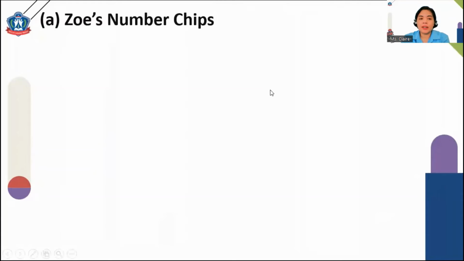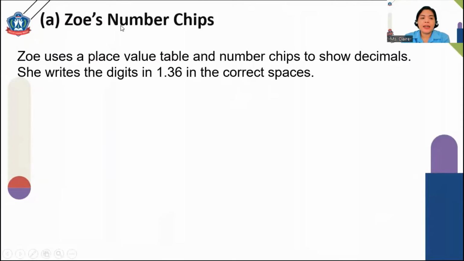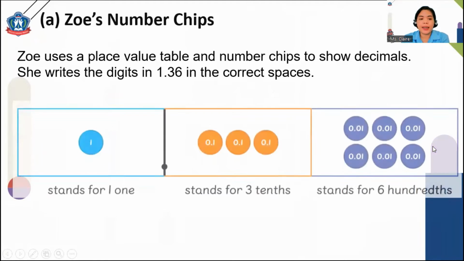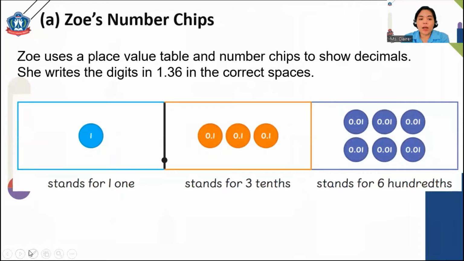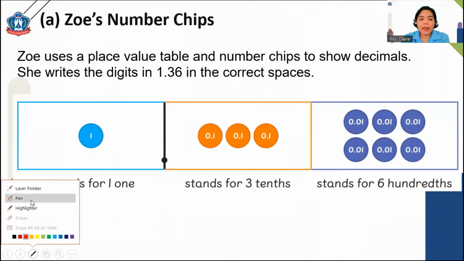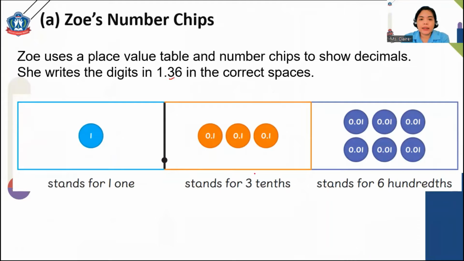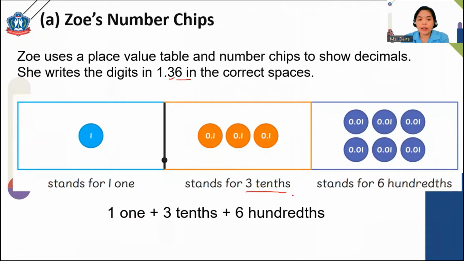Okay, I have here Zoe's number chips. Zoe uses a place value table and number chips to show decimals. She writes the digits in 1.36 in the correct spaces. So 1 stands for 1 one. The 3 here stands for 3 tenths, and the 6 stands for 6 hundredths. So 1 one plus 3 tenths plus 6 hundredths.